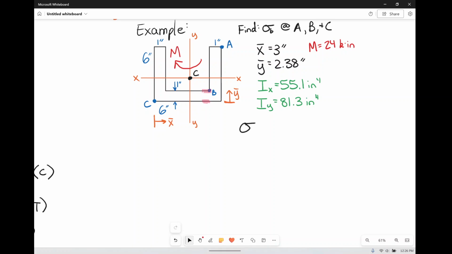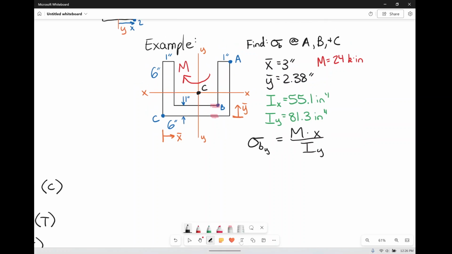So this time we're bending about the y-axis, that's M times x, divided by Iy. So again, it's not actually too incredibly difficult. Same thing, different direction, that's all.